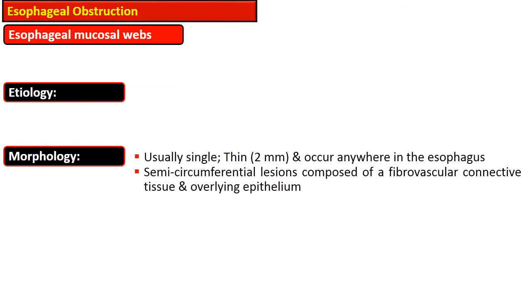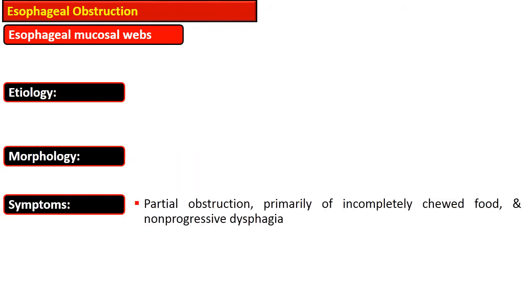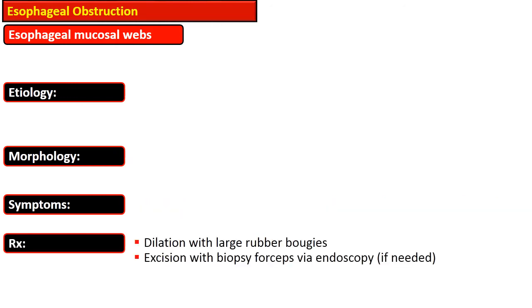Morphologically, they are usually single and in thickness only about 2 mm, and they occur anywhere in the esophagus. They are semi-circumferential lesions that are composed of fibrovascular connective tissue that is covered by epithelium. They result in partial obstruction, primarily of incompletely chewed food, and they are also associated with non-progressive dysphagia. The treatment of this condition is through dilatation with large rubber bougies and excision with biopsy forceps via endoscopy if needed.